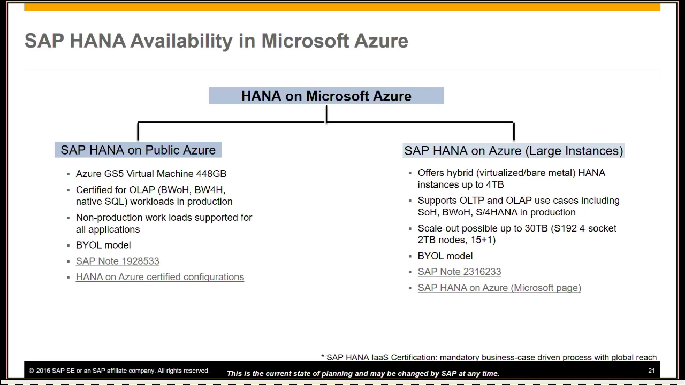SAP HANA on Azure large instances. These are machines, or VMs, that we've created specifically to handle the SAP HANA workload. Those are going to be available only through customer EAs, but they're specifically geared to offer higher throughput and efficiency for SAP HANA than your G series or your A7, A8 VMs.